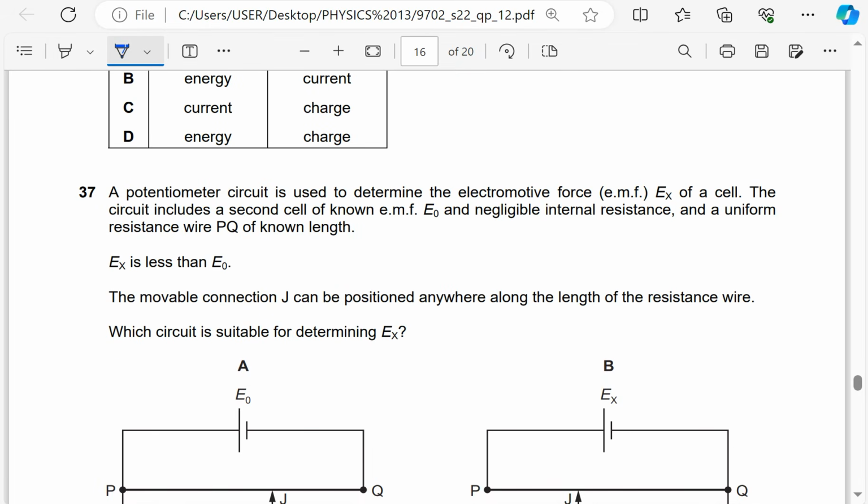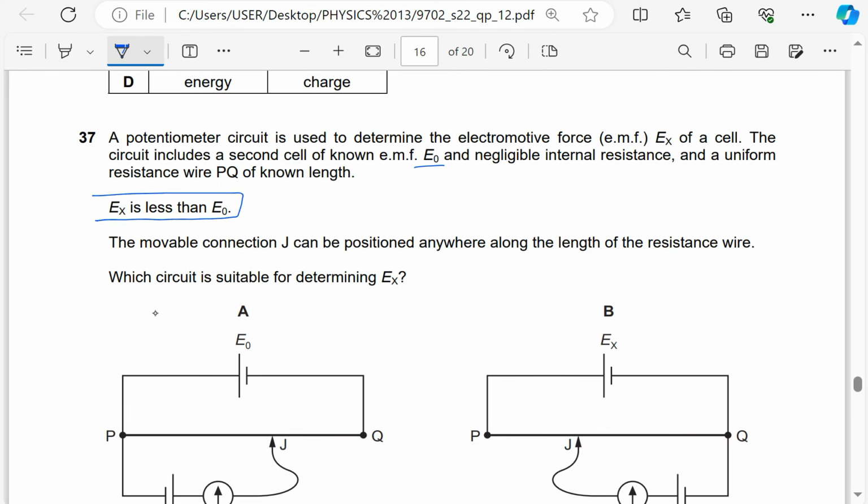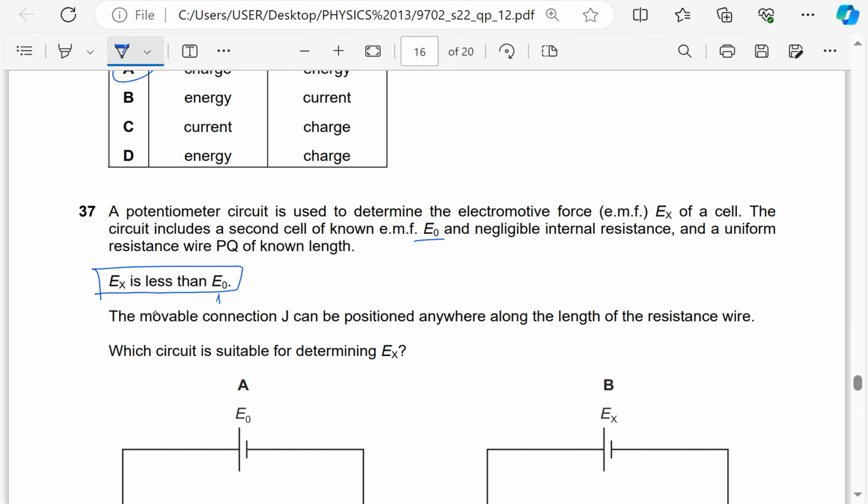A potentiometer circuit is used to determine the EMF EX of a cell. The circuit includes a second cell of known EMF E naught and negligible internal resistance, and a uniform resistance wire PQ of known length. EX is less than E naught, which means E naught must be the driver cell. This must be the driver.